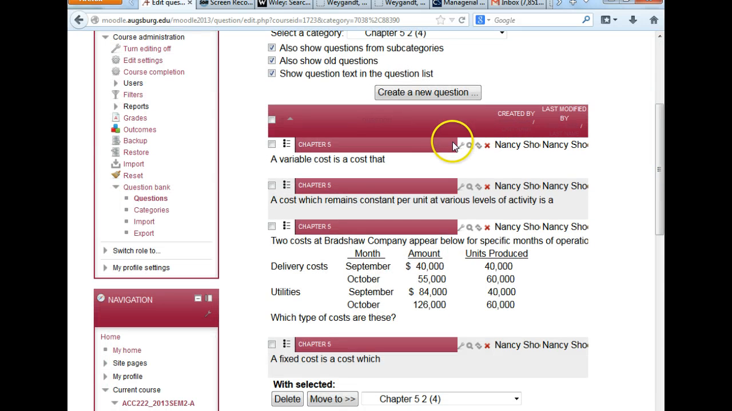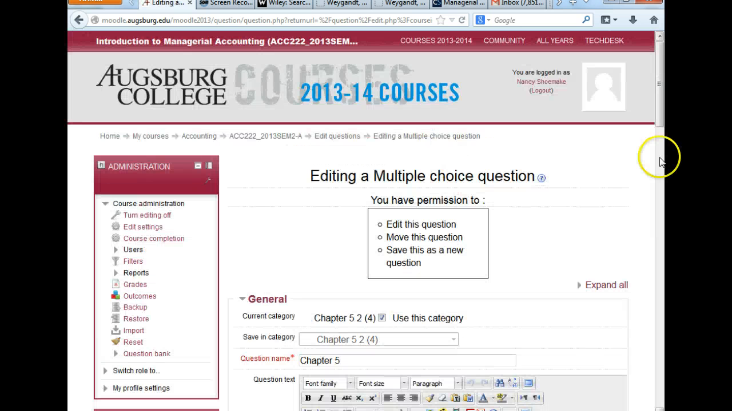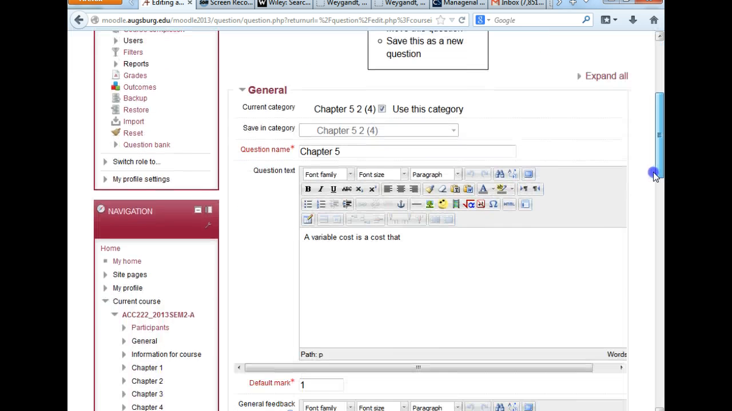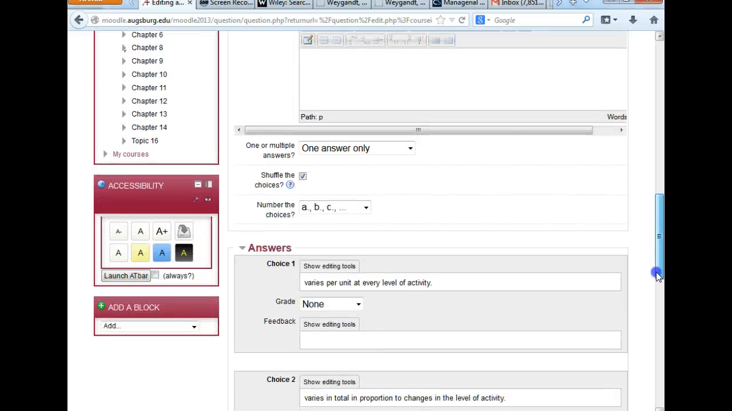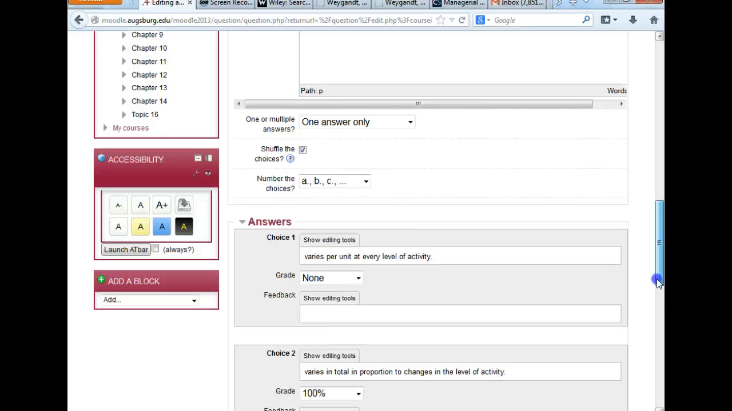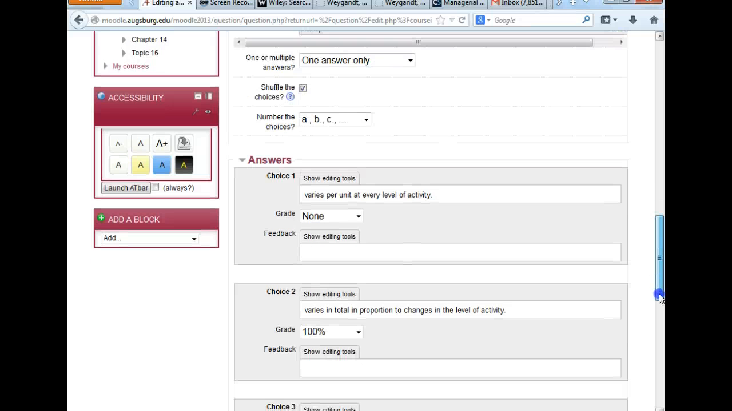Oh, how about this one, guys? A variable cost is a cost that varies per unit at every activity level? No. Varies in total in proportion to changes in the level of activity?